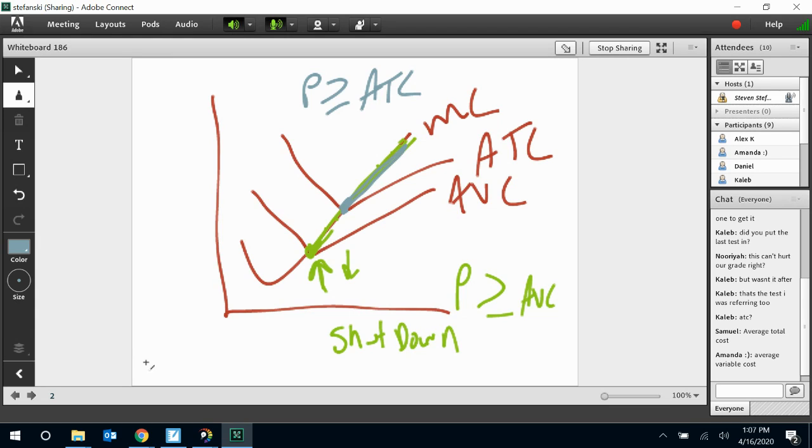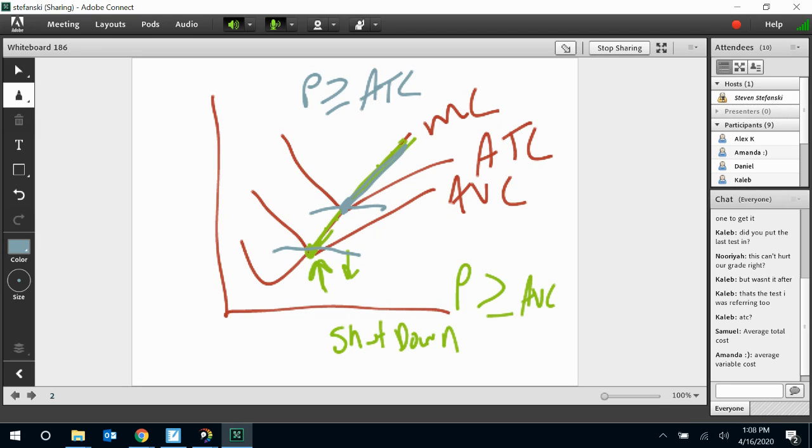They could be making a loss in the short run, if they're below the average total cost, they can stay open in the short run, making that loss because they're at least covering their fixed costs. Okay, so these are the basic ideas of our cost curves.